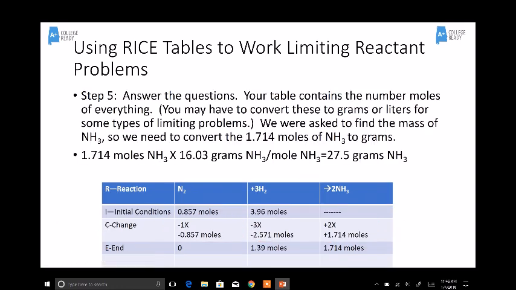Now we're going to answer the question. Our table has pretty much all the information that we'll need. It has, remember, the number of moles of everything. This question asks us to find the mass of ammonia produced. Mass is asking us for grams. We know that we produced this many moles of ammonia, so we need to convert that number of moles of ammonia to grams. The molar mass of ammonia is 16.03 grams per mole. So we do the math. Our answer, exactly what we got when we worked this problem using dimensional analysis, is 27.5 grams of ammonia. So that's using a RICE table to work a limiting reactant problem.